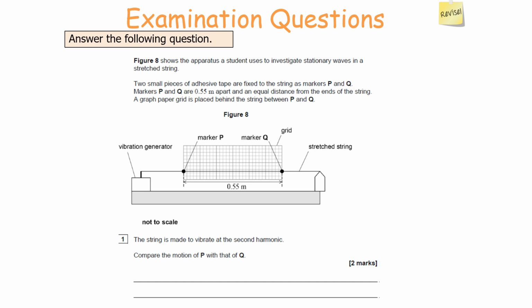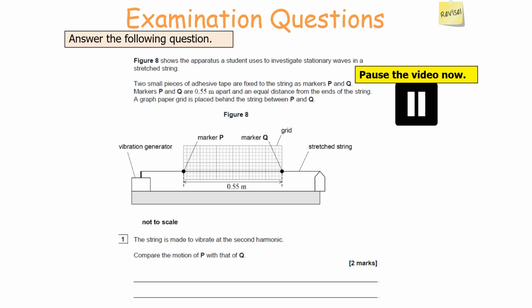Let's have a look at the next question. Figure 8 shows the apparatus a student uses to investigate stationary waves in a stretched spring. Two small pieces of adhesive tape are fixed to the string as markers P and Q. Markers P and Q are 0.55 meters apart and an equal distance from the ends of the string. A graph paper grid is placed behind the string between P and Q, and you'll notice that, like I said, in this picture they're 0.55 meters apart. The string is made to vibrate at the second harmonic. How would the motion of P compare with that of Q? Pause the video now, then unpause the video when you want to go through your answer.